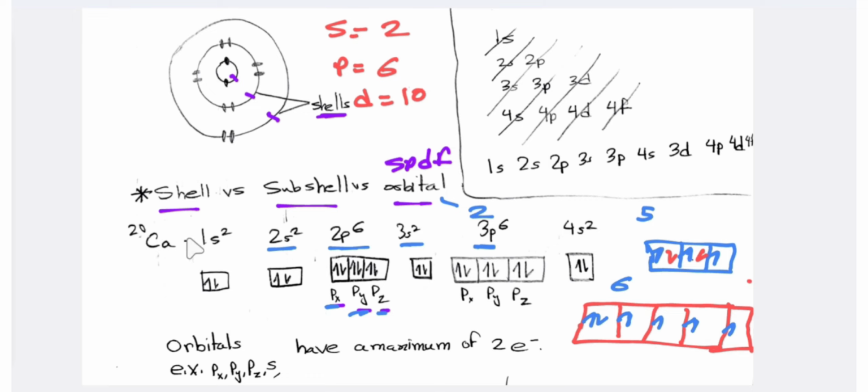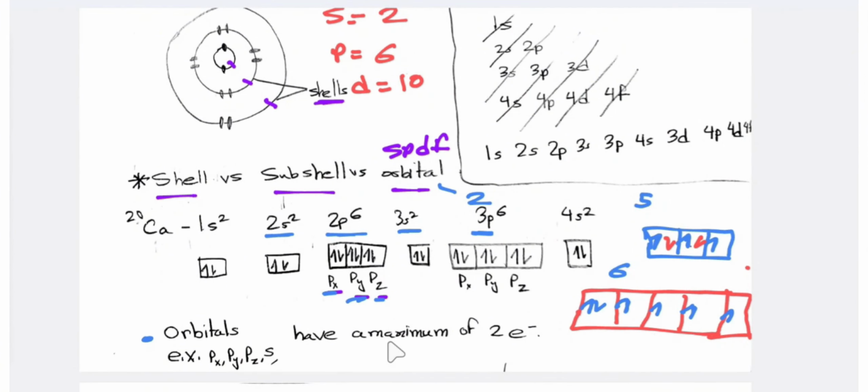So calcium 20 has 20 electrons. The S subshell has 2 electrons, which means 1s2, then 2s2, 2p6, 3s2, then 3p6, then 4s2. If we count, 2, 2, 4, 6, so 4 plus 6 is 10, 12, 18, and 20. So in total there are 20 electrons, and this arrow shows the number of electrons.